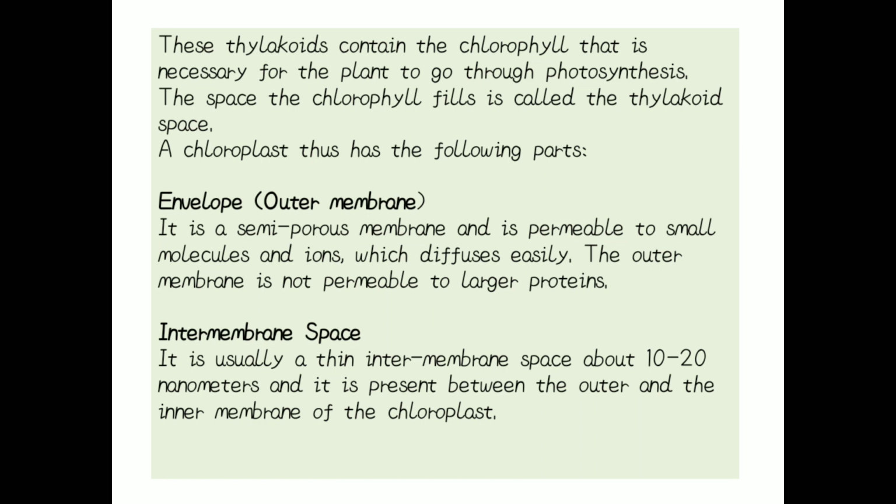The chloroplast shows the following parts. The outer membrane is nothing but the envelope. It is a semi-porous membrane and is permeable to small molecules and ions, which diffuse easily. The outer membrane is not permeable to larger proteins. The intermediate space is usually a thin intermembrane space, about 10 to 20 nanometers, and it is present between the outer and the inner membrane of the chloroplast.